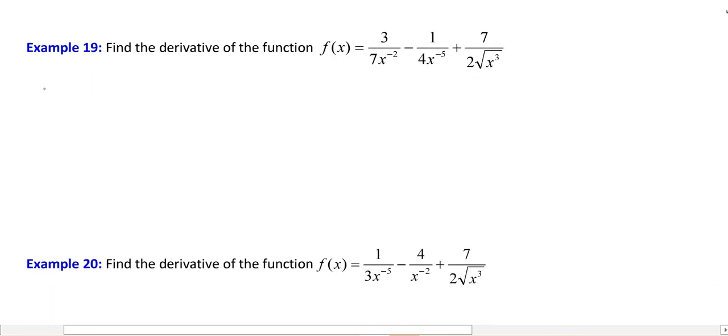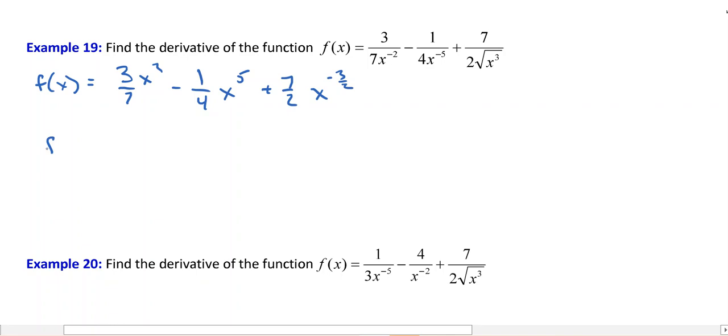And so this is going to be 3x squared over 7 minus 1 over 4 x to the positive 5. And then this will be, and I'm going to do two things at once here. I'm going to bring the x to the 3/2 that's in the denominator up to the numerator and make it x to the negative 3/2. We can now apply the power rule and all the other rules.